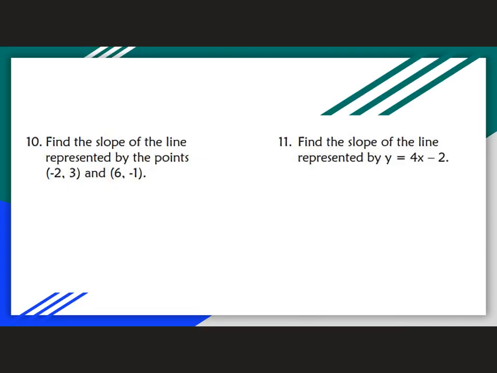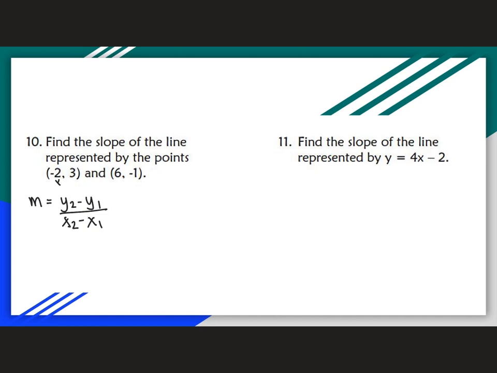Problems 10 and 11 deal with slopes and equations of lines. So problem number 10 says find the slope of the line represented by the points -2, 3, and 6, -1. The first thing we need to remember is the slope formula, which you'll need to memorize, and it is y2 minus y1 over x2 minus x1.